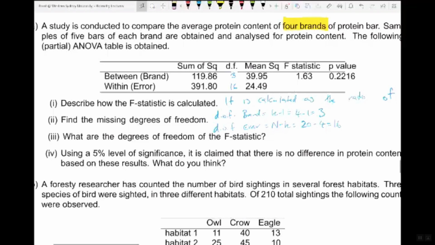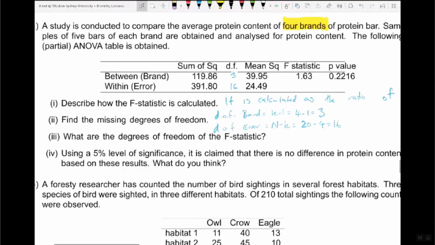The order won't matter as much. If you label them correctly, n minus k, k minus 1, then the examiner can see what you've done, that you got 16 and 3. Was that the convention or was it the other way around? As I said, it doesn't matter as long as you label them: this one's n minus k, that one's k minus 1. 16 and 3, those are the 2 degrees of freedom for the F statistic. Next one.